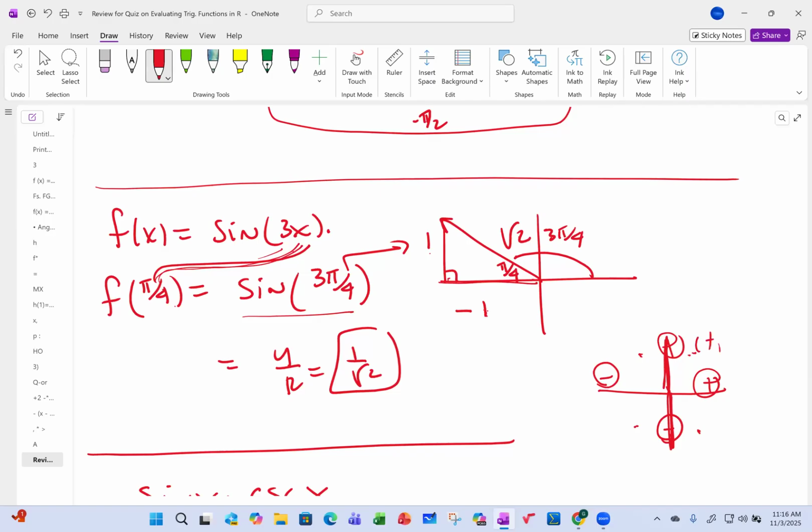And it can also just go positive, positive, negative, positive, negative, negative, and positive, negative. X and y are both positive. X is negative, y is positive. X and y are both negative. X is positive, y is negative. Okay, I think that should help you.